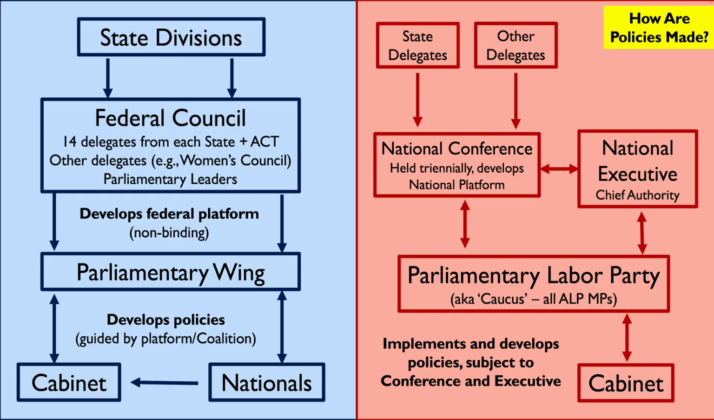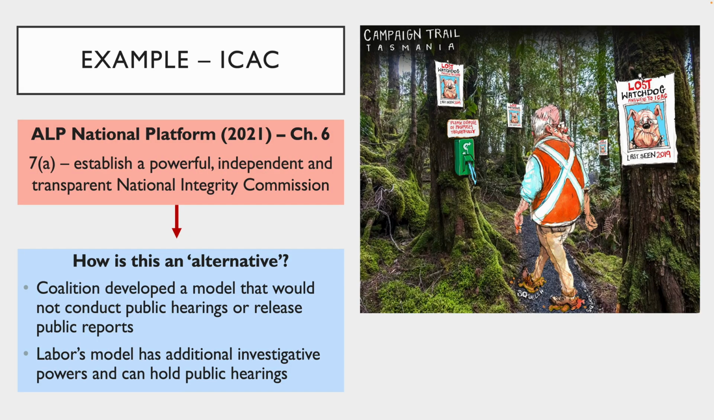So, do we have an example of a policy being made and put into practice? ICAC, the National Integrity Commission, otherwise known as the Independent Commission Against Corruption. According to the ALP National Platform, they want to establish a powerful, independent and transparent commission to investigate corruption.